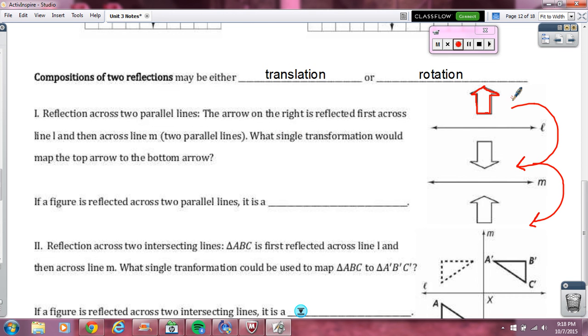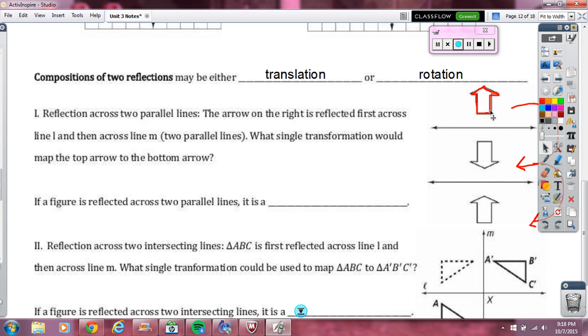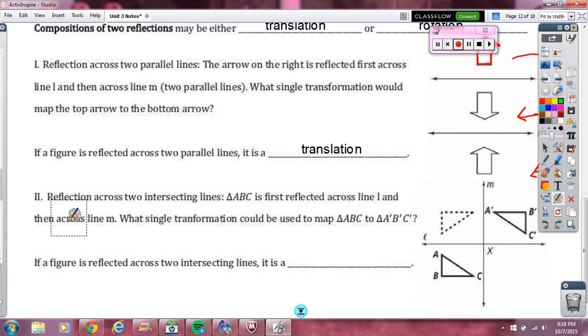And what happens when I flip something and then flip it again? If I wanted to go just straight from the start to the finish, my third arrow, I could have just translated my object. I could have just taken it and slid it on down to get to my final image. So when you are reflecting something across 2 parallel lines, the final image you get is just a translation of the original pre-image.